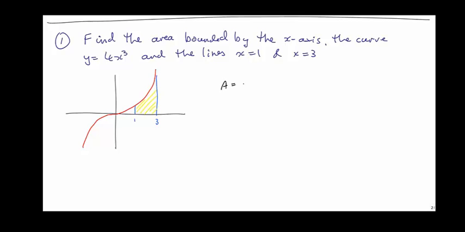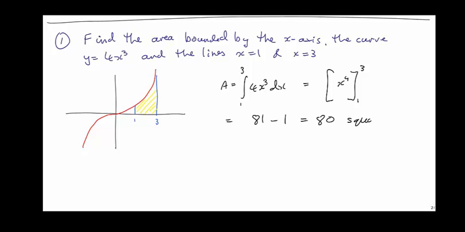So A is equal to the integral between 1 and 3 of 4x cubed dx. And if we integrate 4x cubed, x cubed integrates to x to the power of 4 over 4. So multiplied by 4 gives us x to the power of 4 between 1 and 3. And so we'll substitute in x equals 3, gives us 3 to the power of 4, which is 81, and substitute in 1, which gives us 1. So the answer is 80 square units.